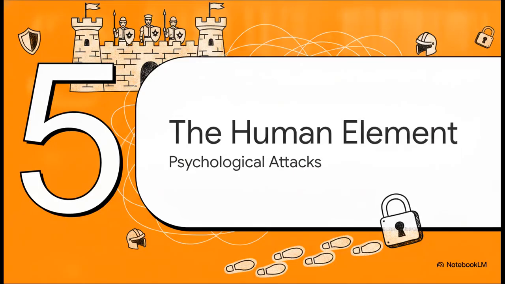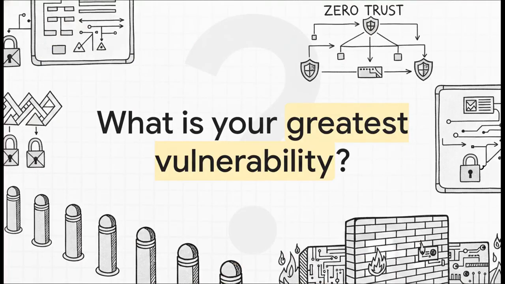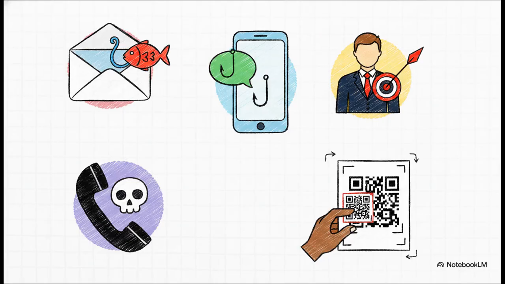Okay, Section 5, the human element. Think about all the bollards, the encryption, the zero-trust architecture, and the heavy-duty firewalls we just set up. Despite all of that, what do you think is the single greatest vulnerability in your entire digital fortress? It's human psychology. Social engineering manipulates people into bypassing the security for the attacker. Let's look at this visual dictionary real quick.